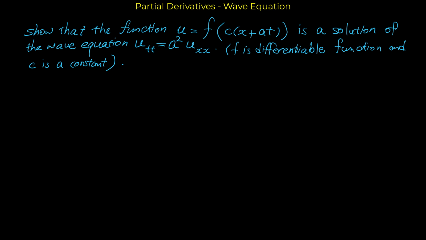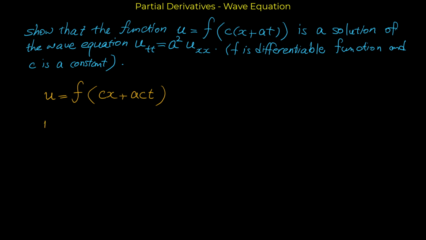First, we start with finding the partial derivative of u with respect to t. But before that, let's rewrite the given function u in the form of f of cx plus cat, or act. The order doesn't matter. So we multiply the constant c in the bracket and rewrite the function u in the form of f of cx plus act. It's not really necessary to multiply c in the bracket, but maybe finding the derivative of u is easier if you rewrite the function in this form.